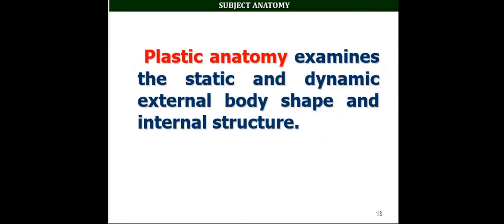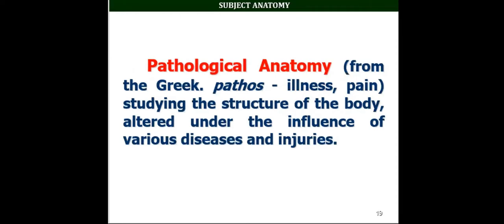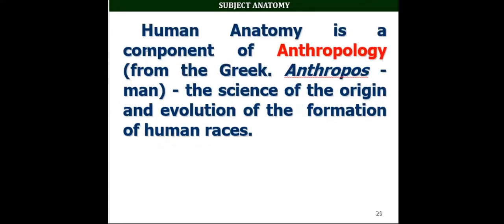Plastic anatomy examines the static and dynamic external body shape and internal structure. And pathological anatomy: human anatomy for a long time had the name normal anatomy, and abnormal was absent, but now there is pathological anatomy, from the Greek pathos, illness or pain, studying the structure of the body altered under the influence of various diseases and injuries. Human anatomy is a component of anthropology, from the Greek anthropos, man, the science of the origin and evolution and formation of the human races.